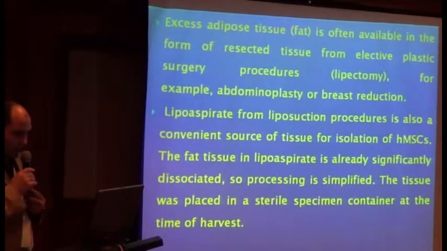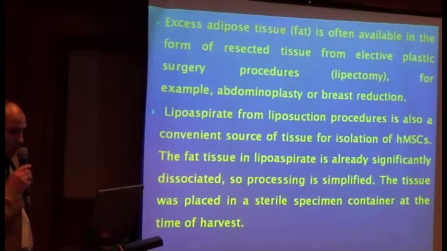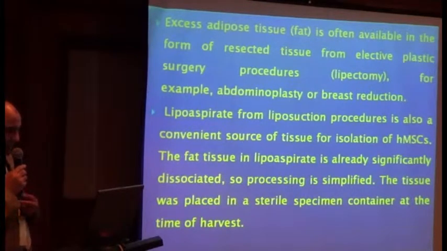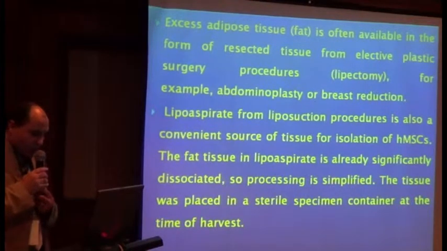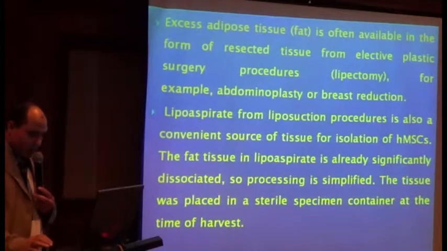Excess adipose tissue is often available in the form of thickened tissue from elective plastic surgery procedures, for example abdominoplasty or breast reduction. Lipoaspirate from liposuction procedures is also a convenient source of tissue for isolation of mesenchymal stem cells. For human mesenchymal stem cells, the fat tissue that is lipoaspirated is already significantly liquefied, so processing is simplified.